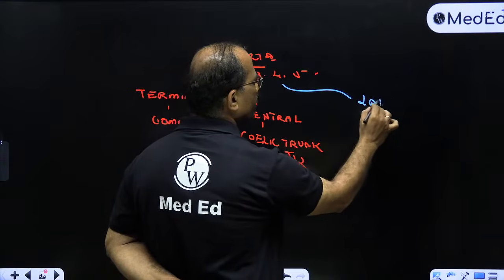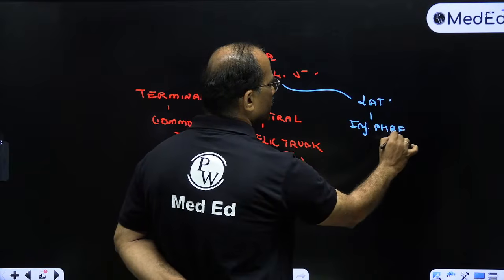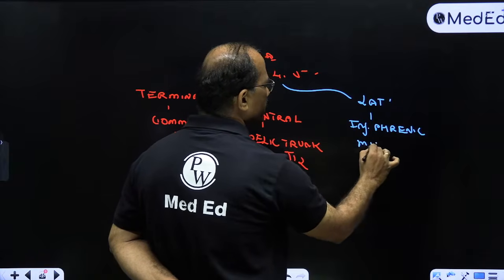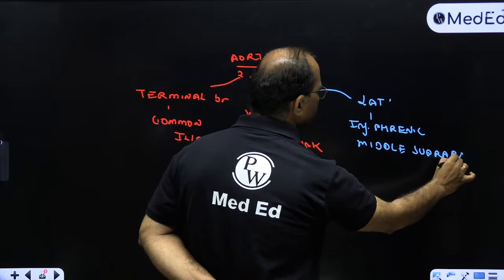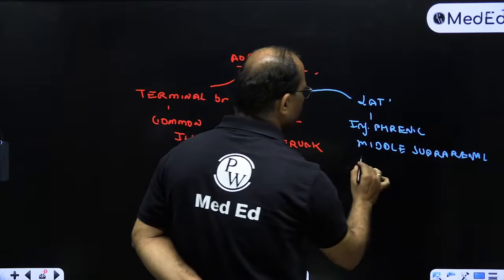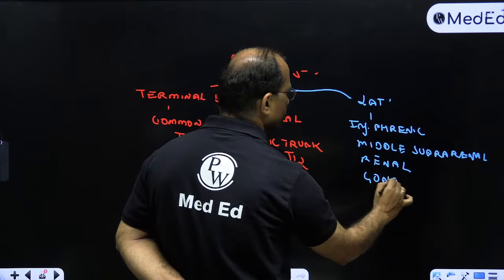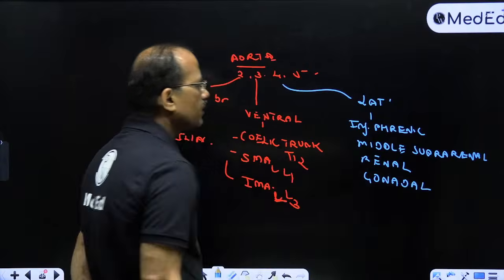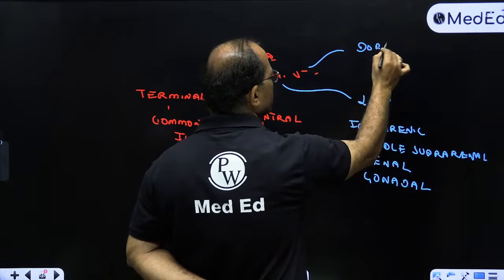Four are the lateral branches. In the lateral branches, first is inferior phrenic. Second is middle suprarenal. Third is renal. And fourth is gonadal. Okay, and five is dorsal branches.